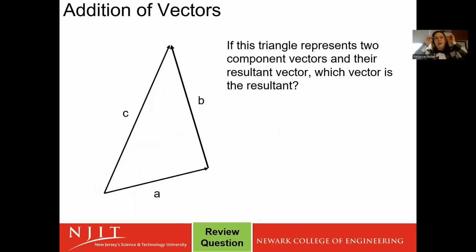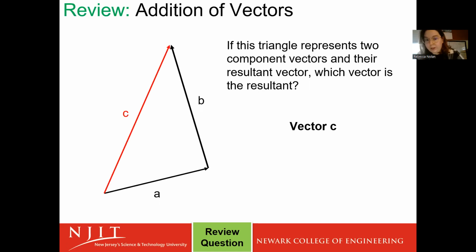Okay, so we mentioned that generally, especially in a case like this where we see A and B are kind of in similar complementary directions, our longest vector is going to be our resultant vector. So in this case, if this were component vectors and a resultant vector, A and B would be our component vectors and C would be our resultant vector.